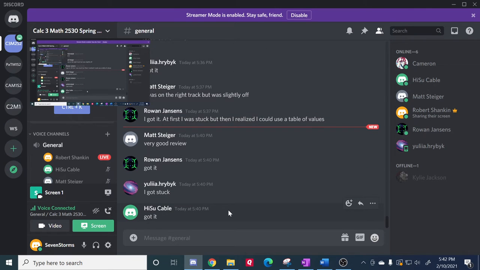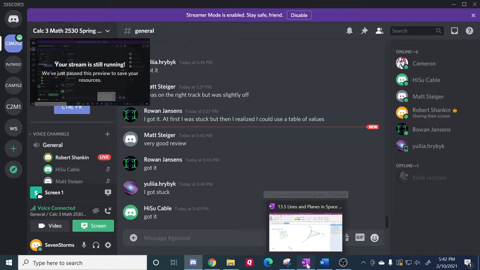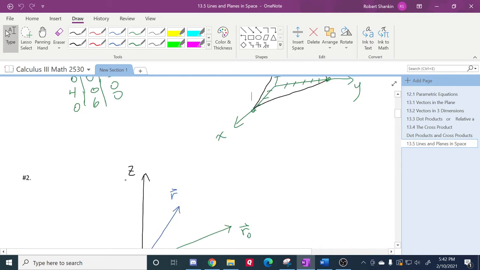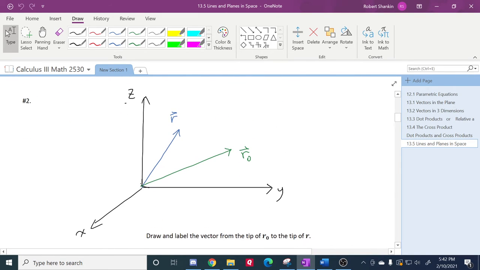Okay, and 2, draw and label the vector from the tip of R0 to the tip of R when they're in standard position.